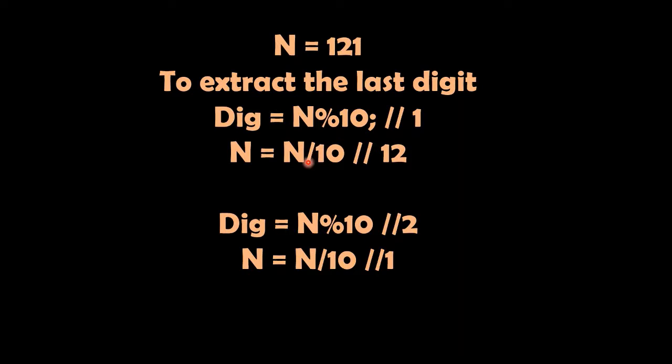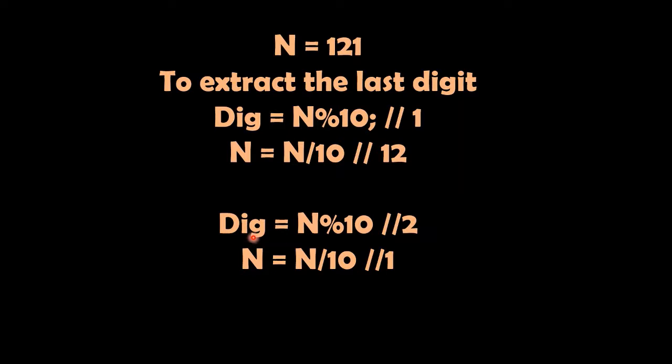That means if you divide this, then you are not going to get a floating point number. You will get an integer. Okay, approximate. So if you divide 121 by 10, then you are going to get 12. Now again, if you wanted to extract 2, then again apply the concept of extracting the last digit number.